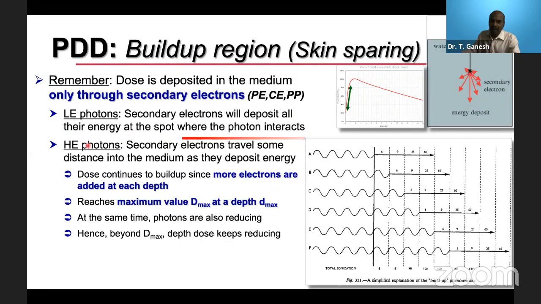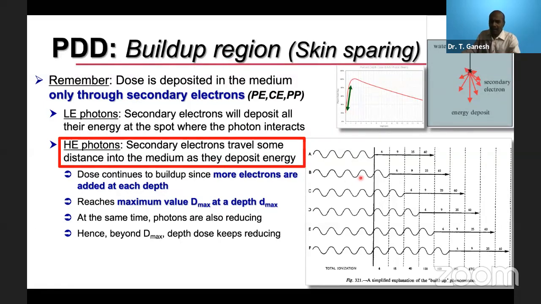However, when we talk about the high energy photons, these secondary electrons, which are set in motion by these high energy photons, will travel some distance into the medium as they deposit the energy. They don't deposit then and there at that very spot. They can travel a few centimeters before they spend all their energy. And it is this particular effect which is the reason for the buildup region.